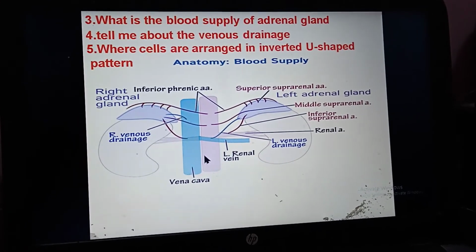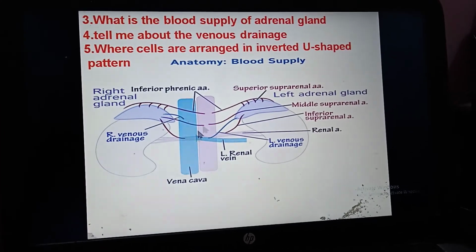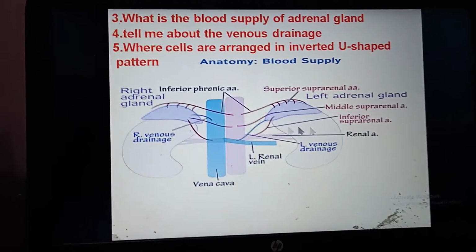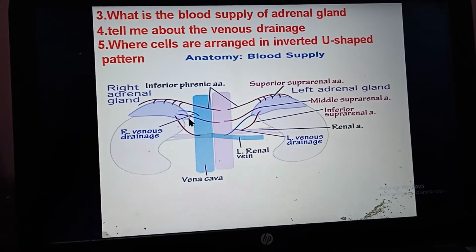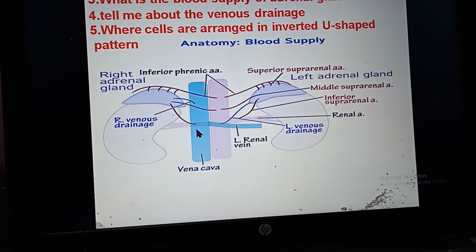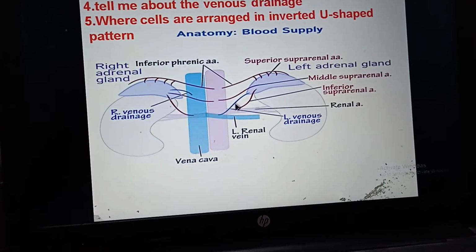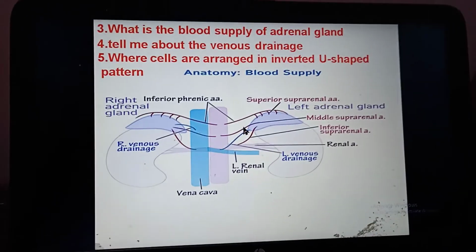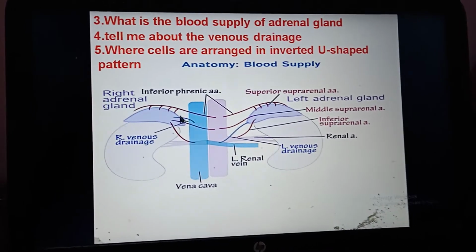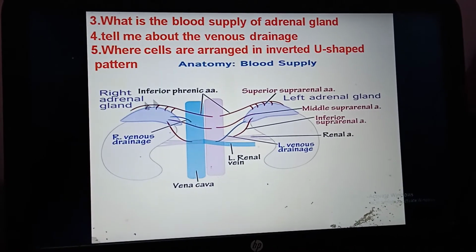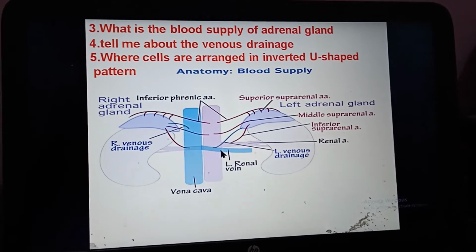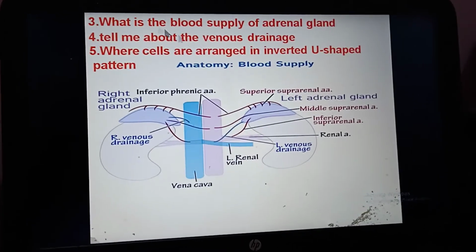Whereas in case of veins, they are not in three pairs. They have only a right suprarenal vein and a left suprarenal vein. The right suprarenal vein, this short blue one, drains directly into the inferior vena cava. Where is the left one? It drains into the renal vein. This is a twist in the story: the right suprarenal gland drains into the inferior vena cava, whereas on the left side it will drain into the left renal vein. Now tell me about the venous drainage.